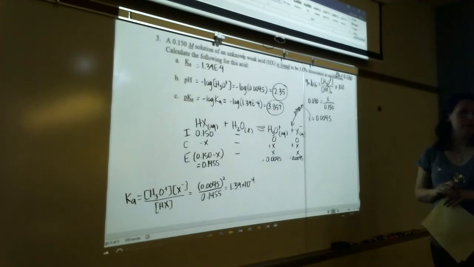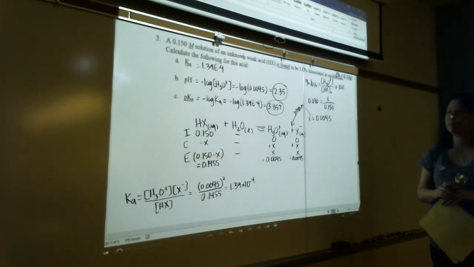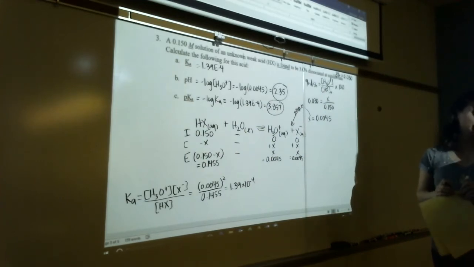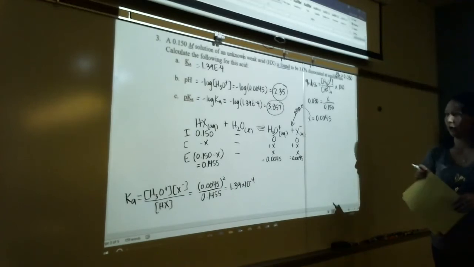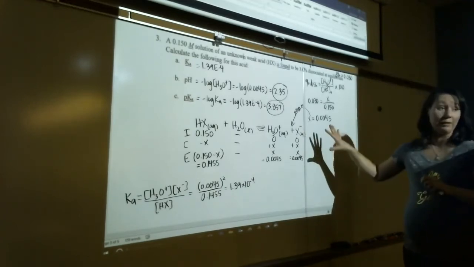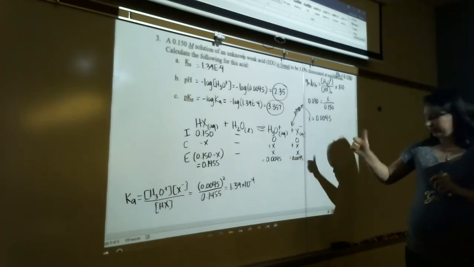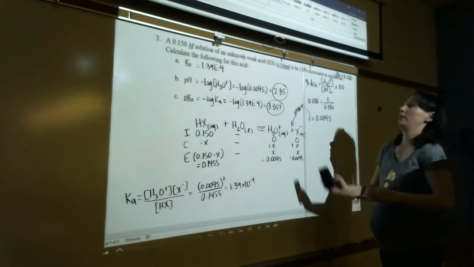We agree on these values? Yes, no? Yes? Am I going through it too quickly? No? All right. Does anyone need me to leave this for a second before I erase it? Good? All right.